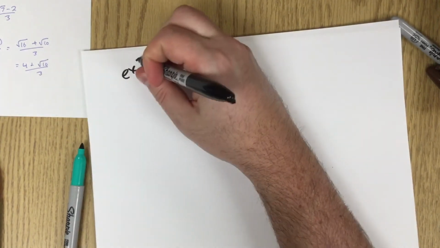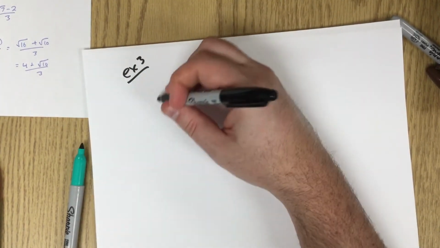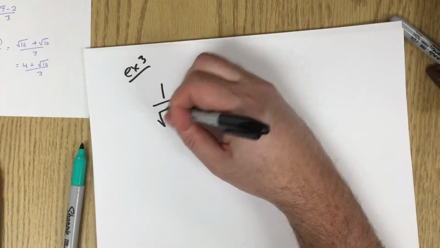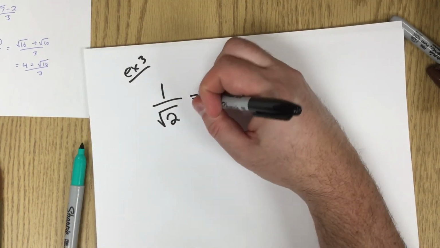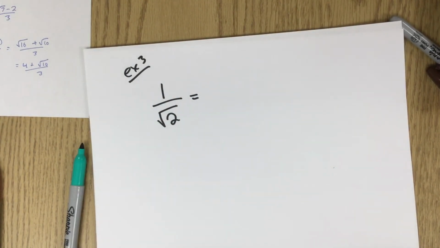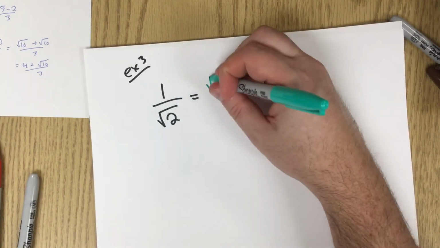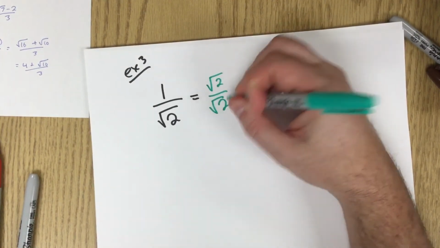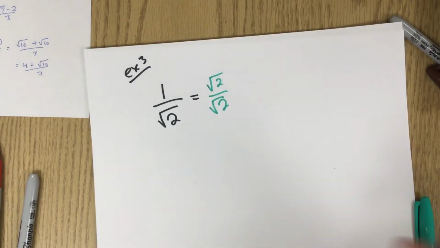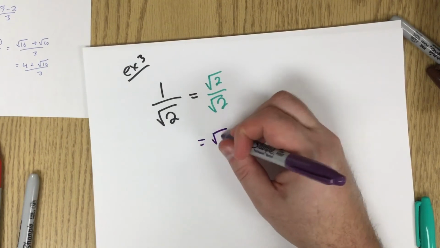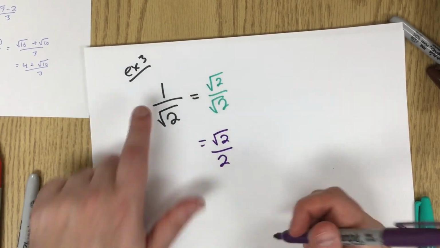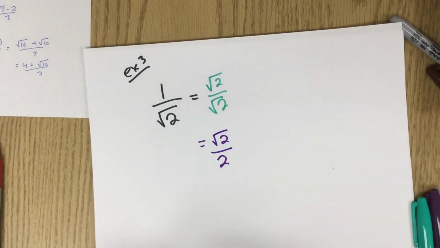We'll do 2 more of these. They're useful ones. We're going to be using them actually later in this course. So 1 over root 2, that comes up in trigonometry, actually. So what we have is, we're going to multiply this by root 2 over root 2, and that's going to give us root 2 over 2. So 1 over root 2 is the same as root 2 over 2.